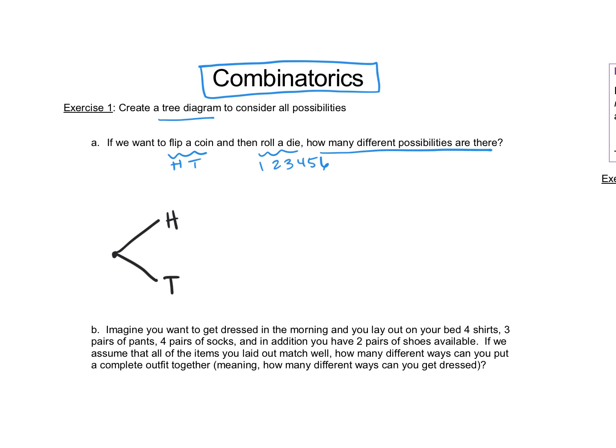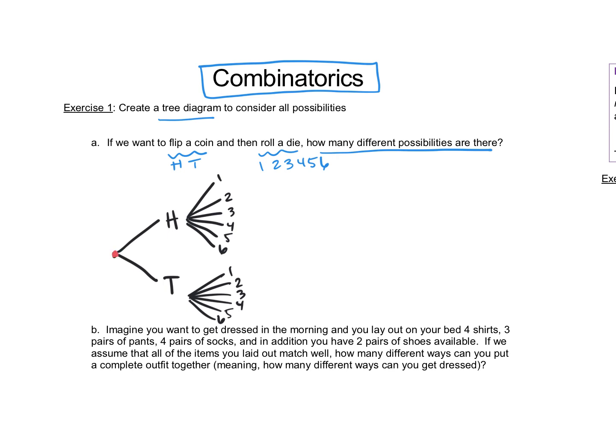Once we have our coin flipped, then we're going to roll the dice. Since there's six ways that can happen, I'm going to draw six branches on here. So it's either one, two, three, four, five, or six. And the same for if we got a tail: one, two, three, four, five, six. So this shows all the possibilities.